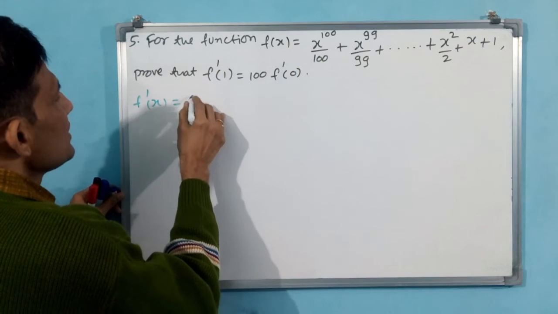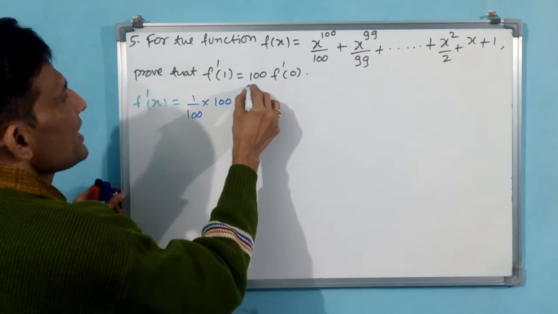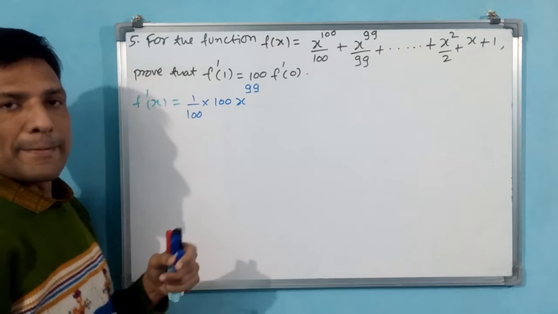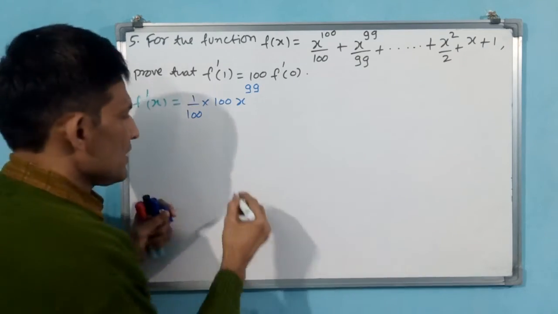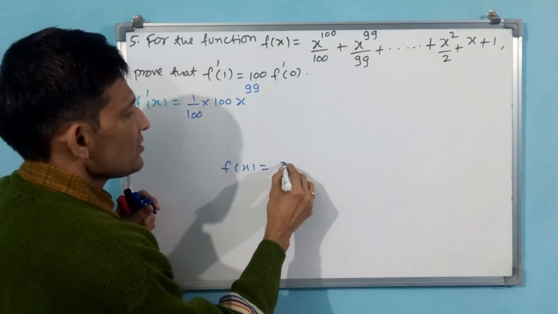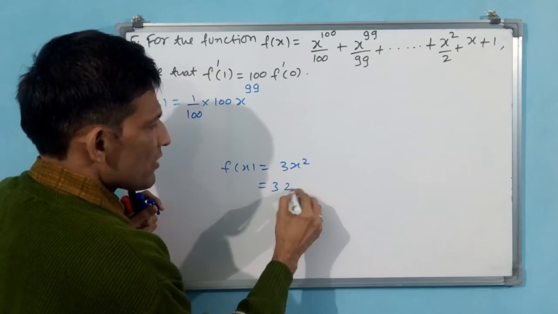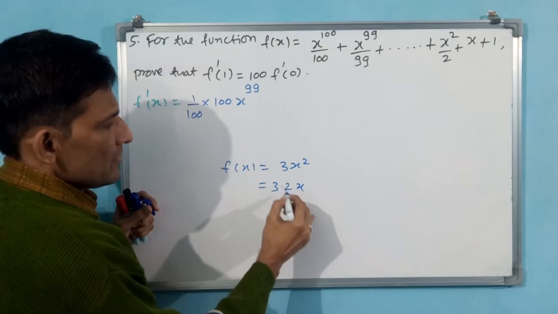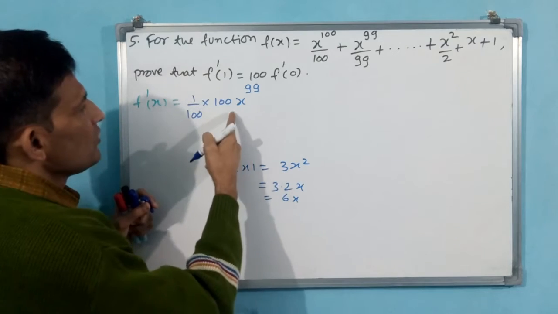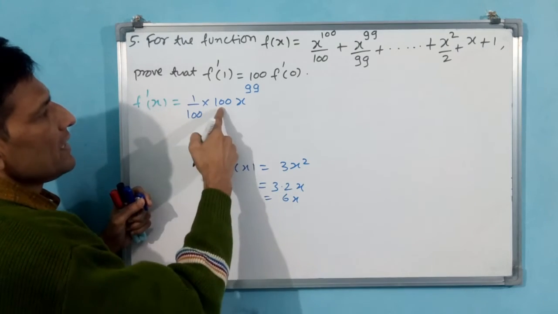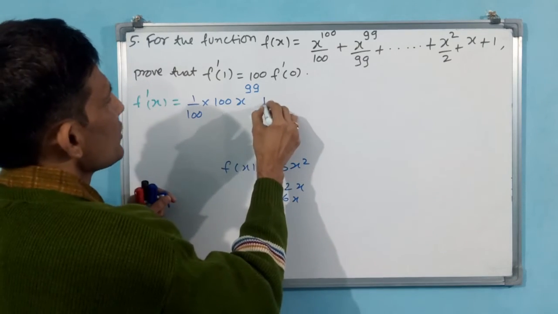1 by 100 you take out, into 100 into x power 99. Is it okay? 1 by 100 is constant, so you take it out and apply n into x power n minus 1. You see, if f of x is equal to 3x square, what were we doing? 3 you keep aside, and for x square we do 2x. That means 2 minus 1 comes, finally it is going to become 6x. Like this only, 1 by 100 we are taking out, and 100 into x power 100 minus 1. Okay? Like that you have to think.